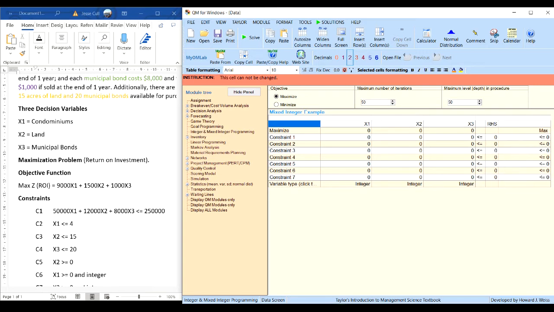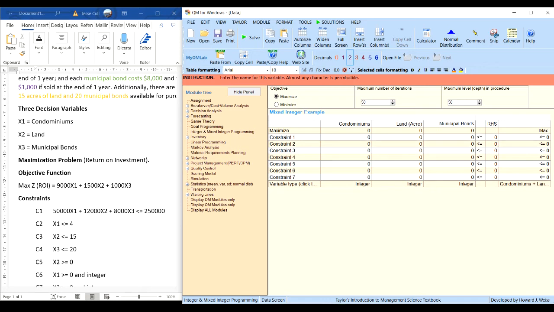We're just going to resize our chart here to make sure everything can be seen. Our first constraint, if we go over here, we see condominiums. Our second constraint, X2, land. It's land by acre. Finally, X3, municipal bonds. All right, we know now our three decision variables are condominiums, land, municipal bonds.